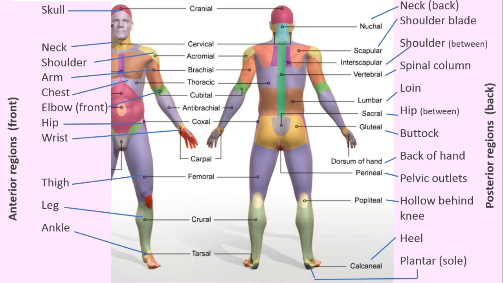Back of the hand is dorsum. Perineal is the pelvic outlets. Now that seems like a weird word. That's where the vagina and the perianus, the area around the openings. Popliteal is the hollow behind the knee, and the calcaneal is the heel, and at the bottom of our foot is the plantar, which in English is the sole.